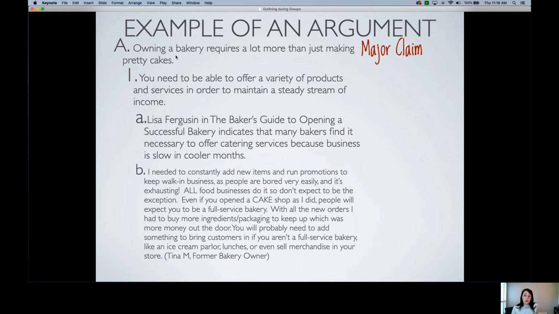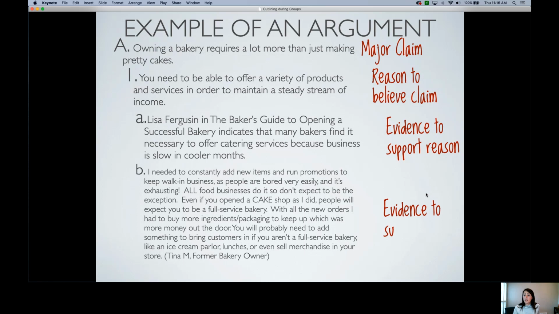Now, remember, this was my major claim. You have to do more than make pretty cakes. Why should you believe that claim? Because you have to add a variety of products to maintain income, and then evidence to support the reasons. Now, you'll notice that as I move over here, from major claim, everything shifts to the right, okay?